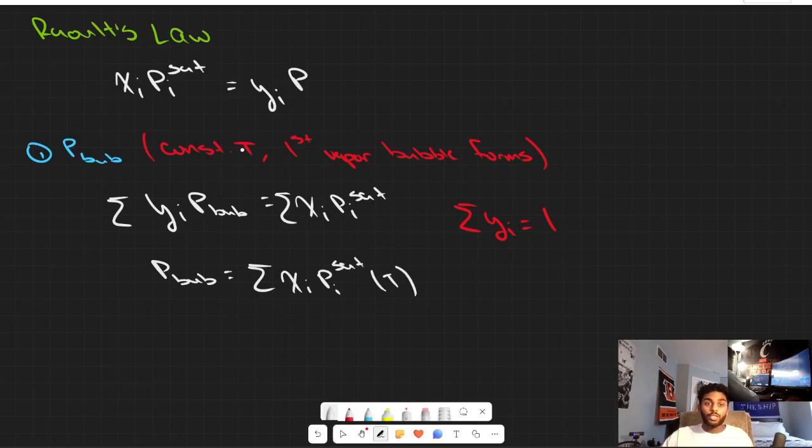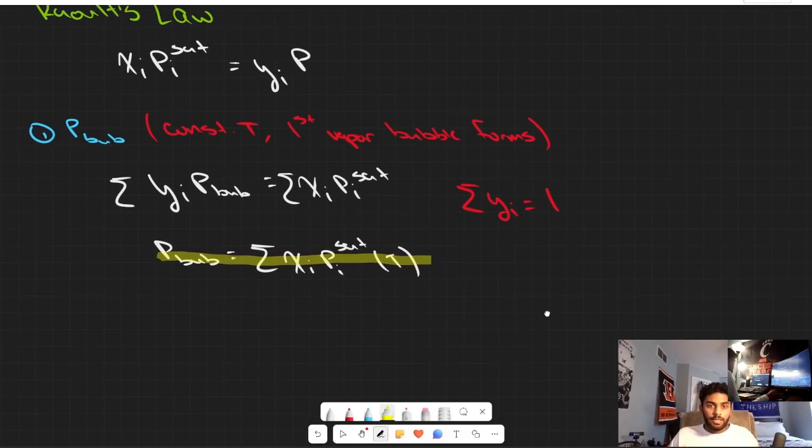Which is something that we should be defining before we find the bubble temperature, or the bubble pressure. Since it is at a constant temperature, we will find the mole fraction of that component in the liquid phase, multiply it by its saturation pressure at temperature T, which will give us our bubble pressure. So this is our first derivation using Raoult's law.